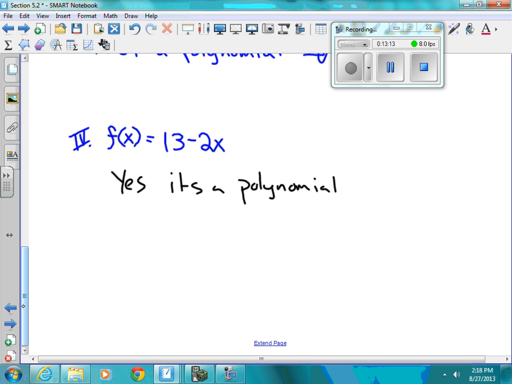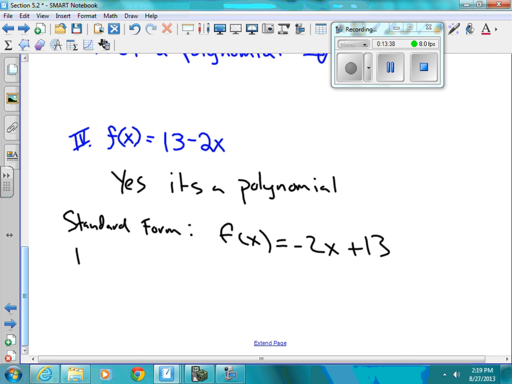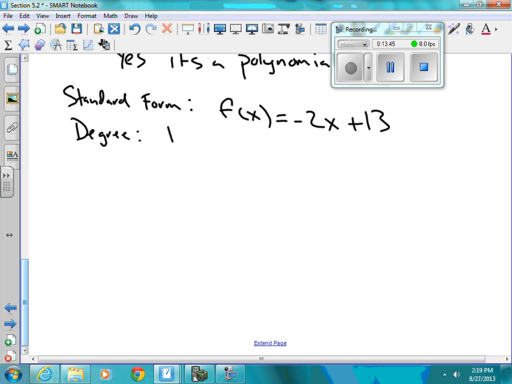So, is it in standard form? It's not, as it's shown here, so we have to reorder it. The highest power is the x to the first, so we're going to write negative 2x first, plus 13. Yes, that negative 2 goes with the 2x because it's to the left of it. So that's what it would look like in standard form. The degree we just talked about is 1. It's 2x to the first power, so the degree is 1.